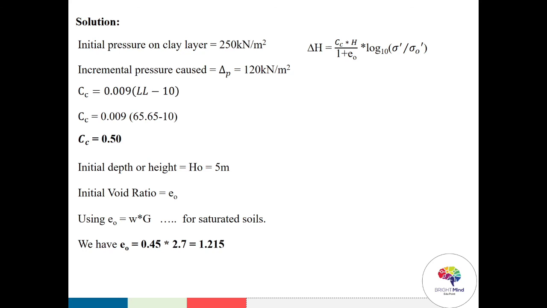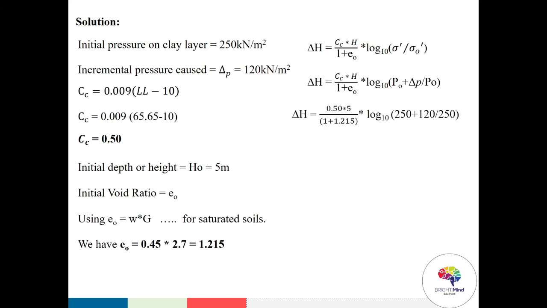Now using the expression delta H equals Cc into H upon 1 plus e naught into log to the base 10 of sigma dash upon sigma naught dash, the expression for normally consolidated clay, as the given clay is normally consolidated. So substituting the values in place, we'll get Cc into H upon 1 plus e naught into log to the base 10. In place of sigma dash, it will be initial pressure plus the pressure increment, that is P naught plus delta P, and the initial pressure, that is sigma naught dash, is represented by P naught for this particular case.